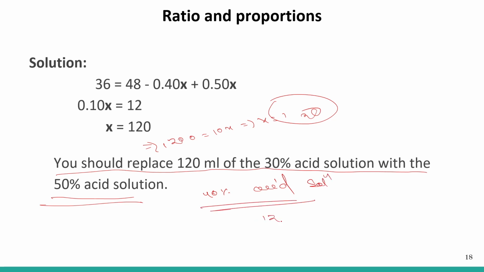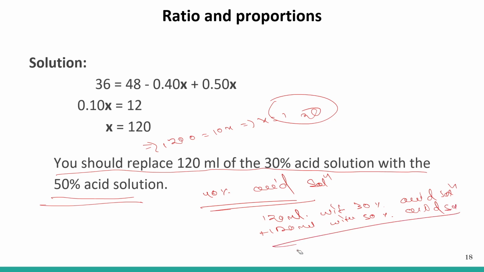What we had previously was 120 ml with 30% acid solution. What we do? We added 120 ml of 50% acid solution. What we are left with is 240 ml with 40% acid solution. Okay, so this is the final answer. So now our solution amount became 240 and its concentration of acid becomes 40%. Okay, so let's proceed with the next question.